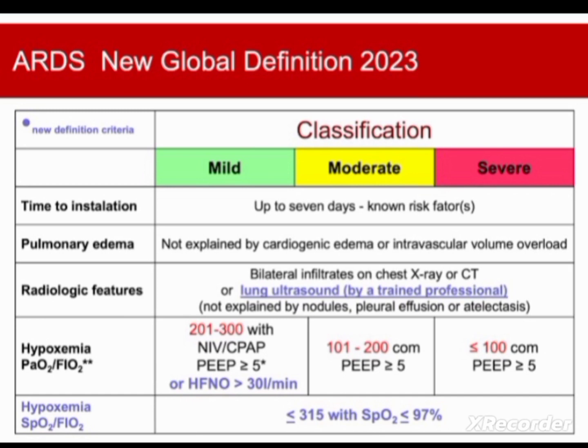In case of mild ARDS, the PaO2/FiO2 level will be 201 to 300 with NIV or CPAP, non-invasive ventilation or continuous positive airway pressure, and PEEP will be greater than 5 centimeter of water. In case of moderate, the PaO2/FiO2 is 101 to 200, PEEP greater than 5 centimeter of water. In severe cases, the PaO2/FiO2 will be less than 100, and PEEP will be more than 5 centimeter of water. The hypoxemia SpO2/FiO2 is less than 315 with SpO2 less than 97%. So this is the new global definition criteria for ARDS, identified in 2023.